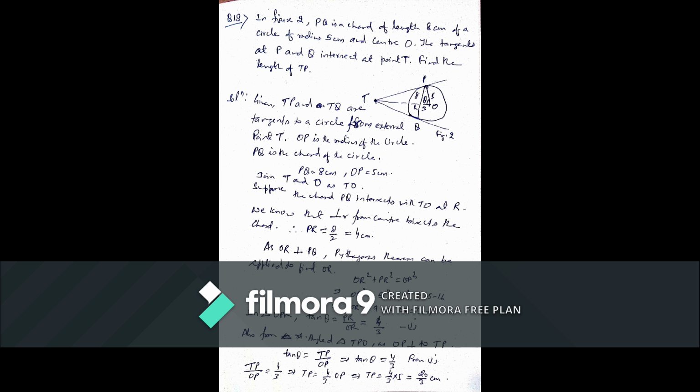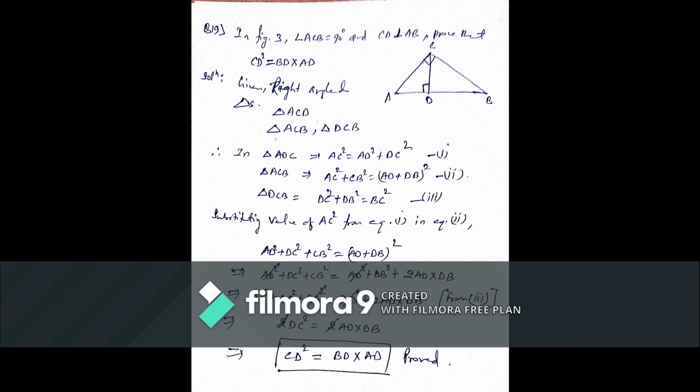Again in the main triangle TPO, we can find tan theta, and equate TP by OP is equal to 4 by 3. From this we will be able to find out the length of the tangent. TP is equal to 4 by 3 OP. OP we have already found out, so TP is equal to 4 by 3 into 5, that is 20 by 3 centimeter. Okay, question number 19 we will go.